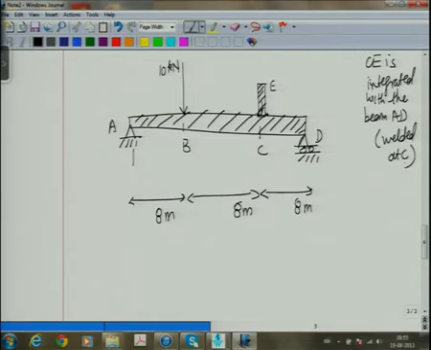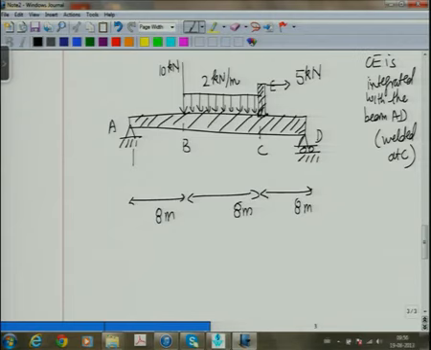Now at E we have a 5 kilonewton force acting like this, a horizontal force of 5 kilonewtons, and from B to C we also have a uniformly distributed force which is 2 kilonewtons per meter. Okay. So this is the beam and the loading.